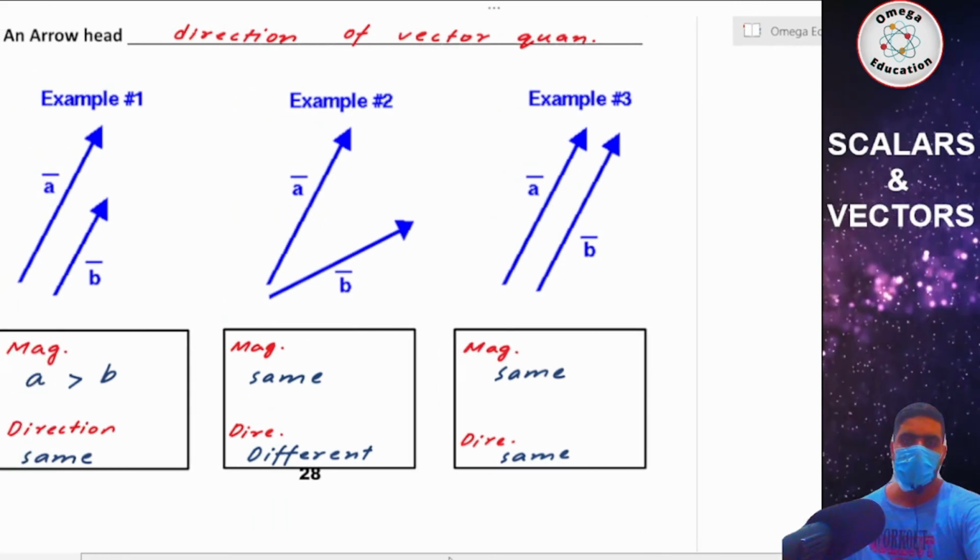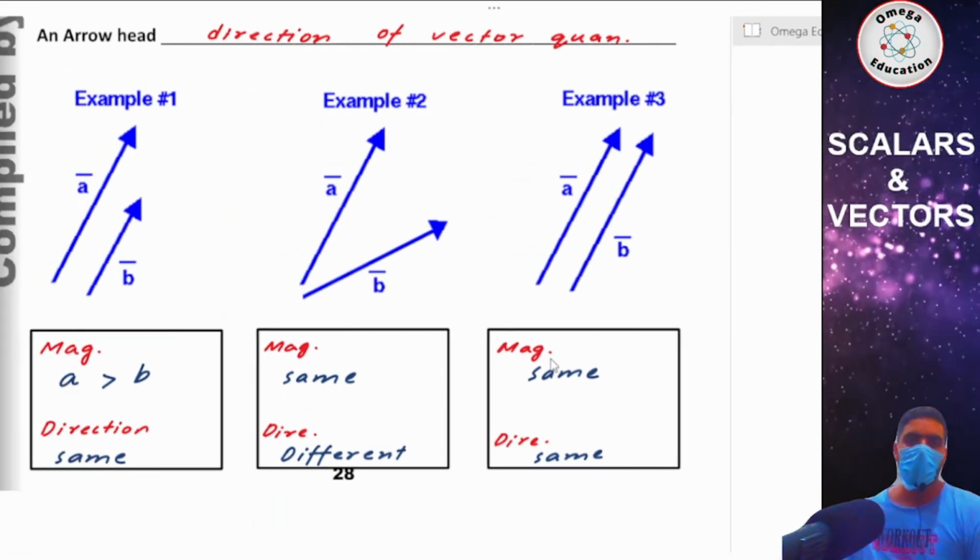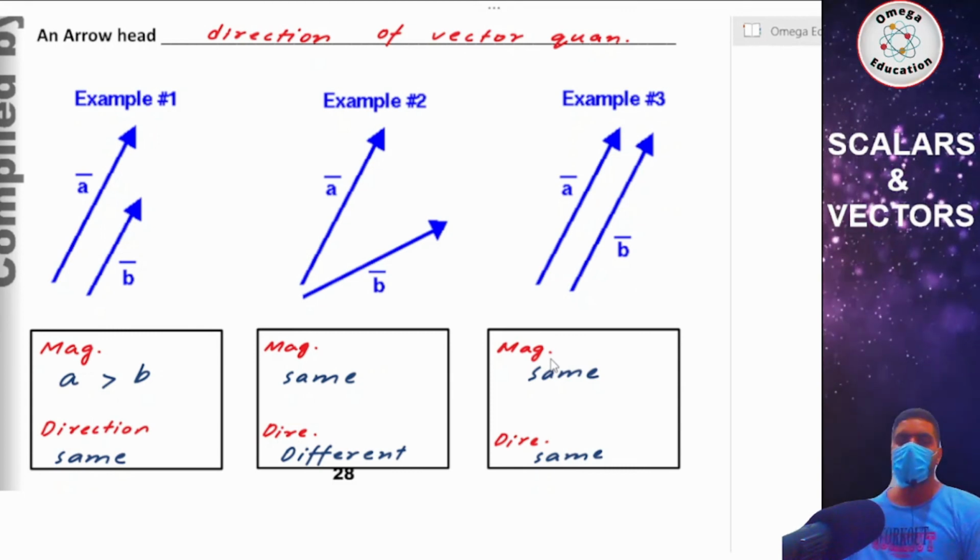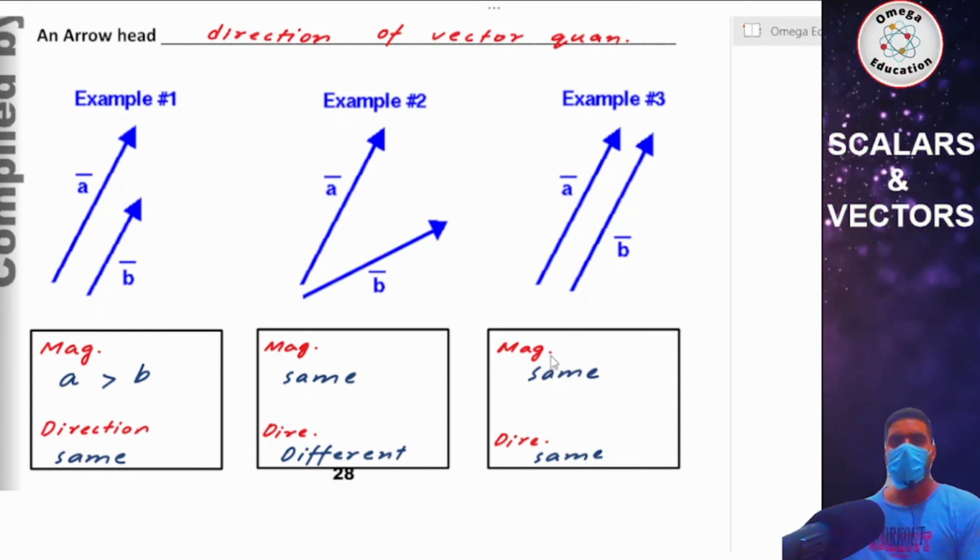So from these three cases we can get a lot of information about the magnitude and direction of different vectors.